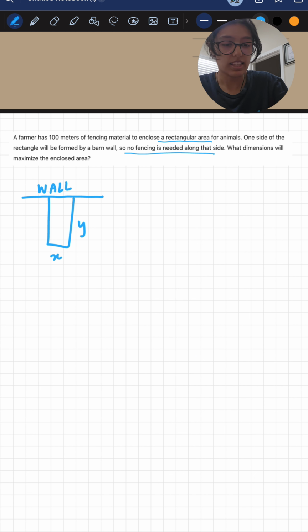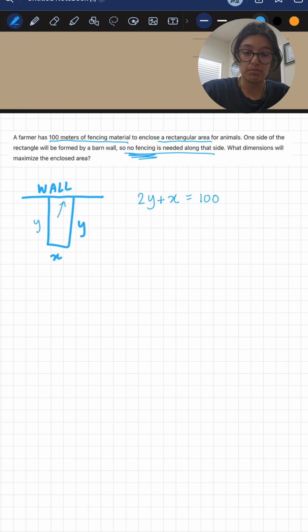I also see that they say a farmer has 100 meters of fencing material. This implicitly says that this is the perimeter. So in order to find the perimeter, we do y plus x equals 100. And this is why we do not count this side, because it said no fencing is needed on the side of the barn wall. So there is that.